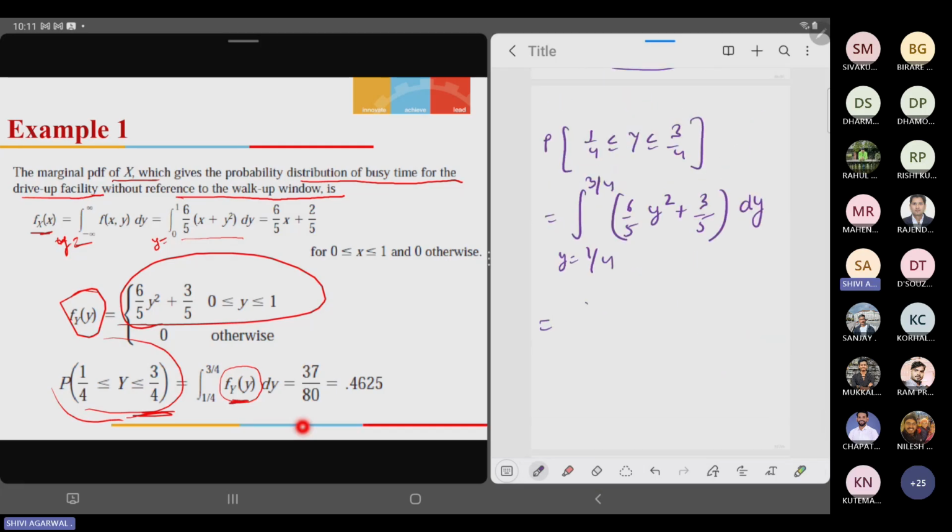So we are just saying here 6/5 times y³/3, with limits 1/4 to 3/4, plus 3/5 times y, from 1/4 to 3/4. When you calculate these values, you will get the answer 0.4625. Only the calculation I am leaving to you. This is the hint I am giving. Please try to do it on your own, because it's a mathematical subject, and without doing it yourself, only watching the video and the slides, it's not possible to learn it. Okay, is it clear to all of you?